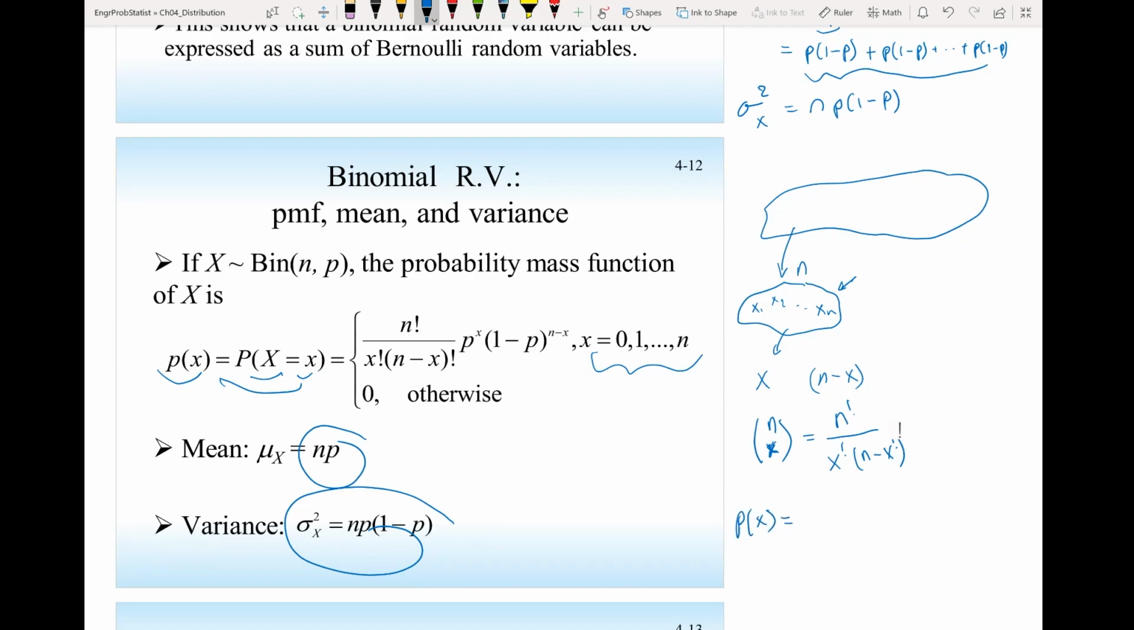So now if I want to find the probability mass function, it will be the probability of success, p, to the power of how many success there are, x, times the probability of failure. And the probability of failure is 1 minus p. How many failure there are? There are n minus x. And how many combination you will have of x success and n minus x failure? This is how many combination. So that will be n factorial over x factorial times n minus x factorial. And this is the probability mass function of a binomial random variable.